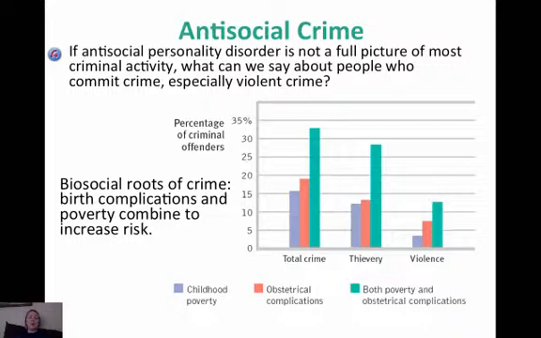Okay, well, the biosocial roots of crime are birth complications and poverty combined to increase risk. Okay, so if we look at the purple line, that is childhood poverty, the orange is obstetrical complications, birth complications, and then both poverty and obstetrical complications, we can see that the people that suffer from both of those tend to have the highest percentage of criminal offenders.